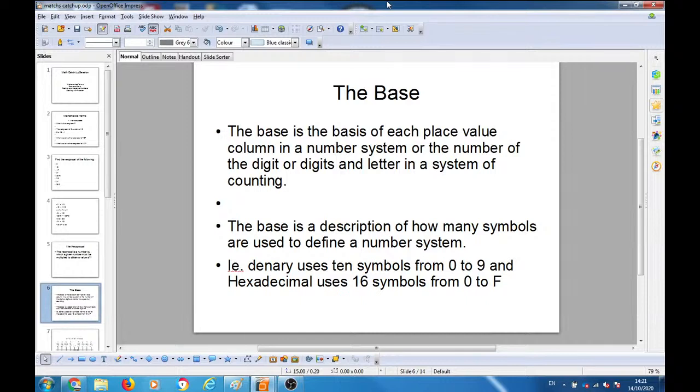I put something down in my own words, and this is the second definition below. The base is a description of how many symbols are used to define a number system. I thought that's a lot easier. So, for example, denary uses 10 symbols from 0 to 9, and hexadecimal uses 16 symbols from 0 to F. Something like that in your own words, and you get the point for this question. So it should be fairly straightforward. You need to obviously explain these two expressions for the exam. So it's something that's necessary.